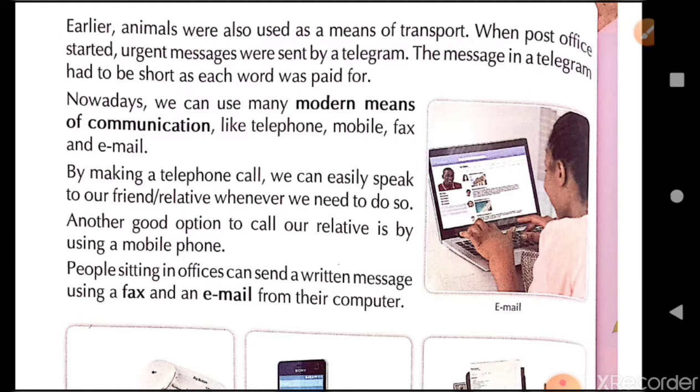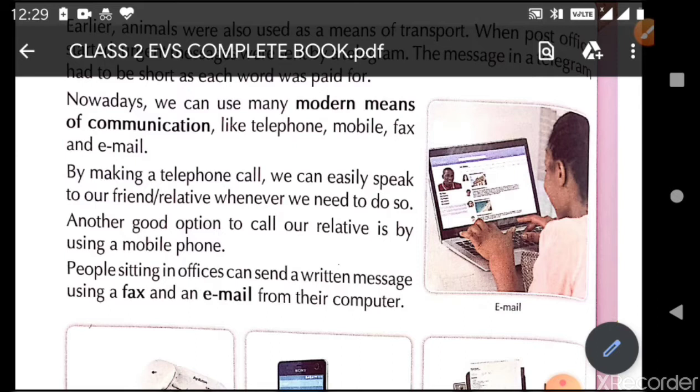So the means which are used in modern times are known as modern means of communication. Some examples of modern means of communication are fax machine, email, video conferencing. Now the best example is that right now all the schools are closed because of this coronavirus pandemic. So in almost all the schools, teaching is taking place online.